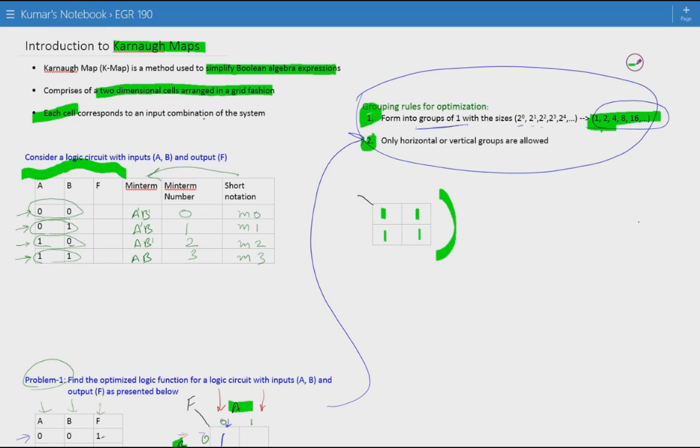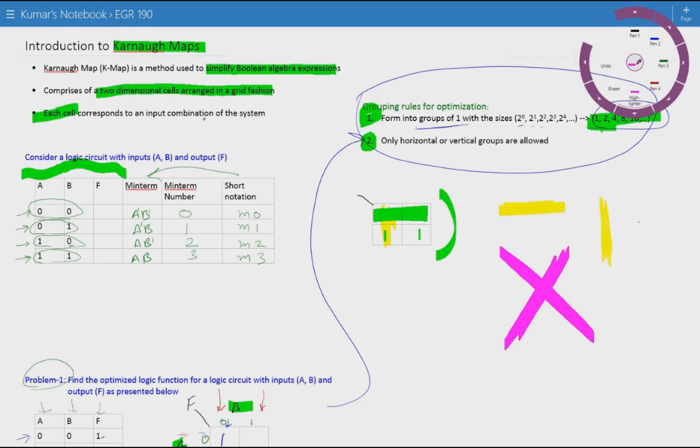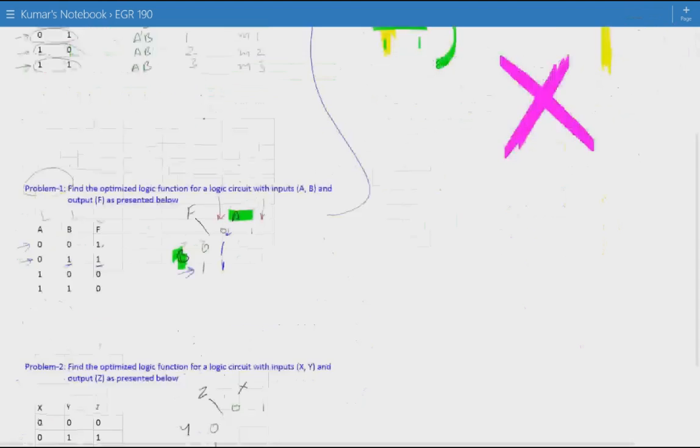The second rule is that we can group only horizontally or vertically. So we can group two elements this way, or we could group two elements going this way. We can do this way, or we can do this way. But we cannot do diagonally, that is absolutely not allowed. So with that, let's go ahead and look into our problem.